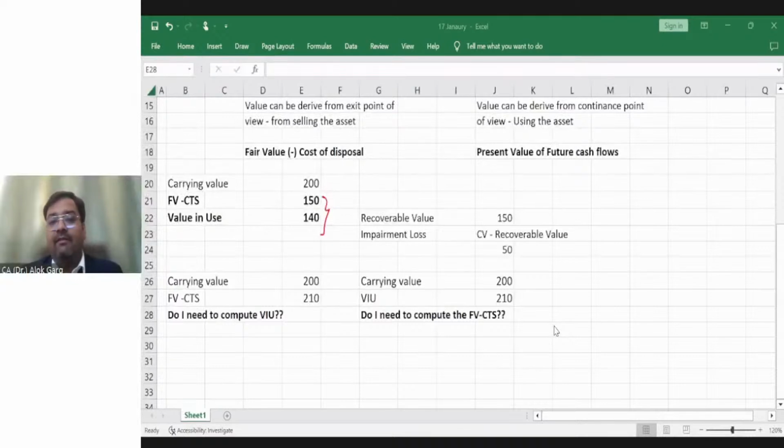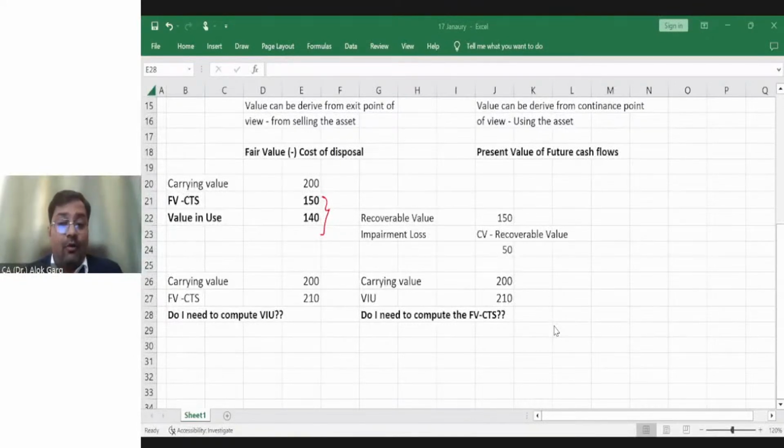Soham is saying, sir, fair value less cost to sell is higher than value in use and the management is not willing to sell the asset. Then also recoverable amount is equal to fair value less cost to sell. Yes, Soham, it doesn't matter whether management is willing to sell the asset or not. Computing fair value less cost to sell does not mean that you have to sell the asset.